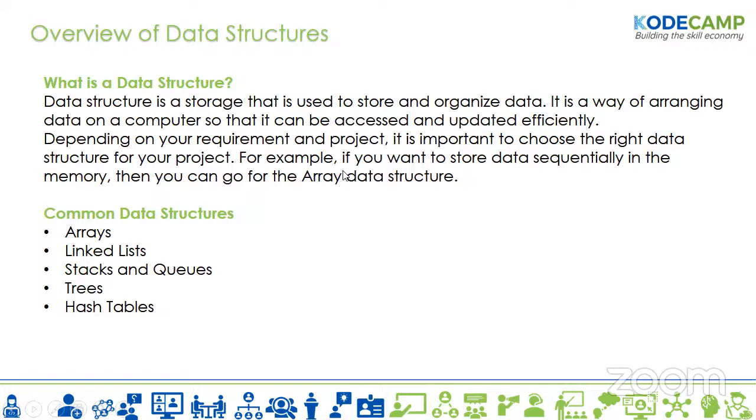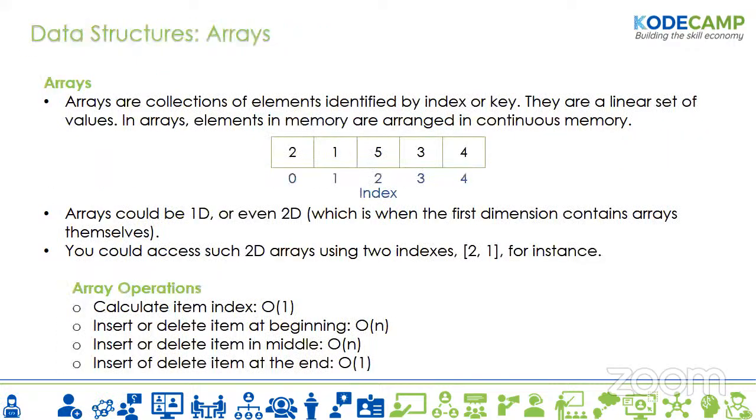So let's look at an array. It says here, if you want to store data sequentially in memory, then you go for the array data structure. And with this, I would also be explaining what a certain data is like. An array is a collection of elements identified by an index or key, and they are a linear set of values. In arrays, elements are arranged in a continuous memory form, which we call contiguous.